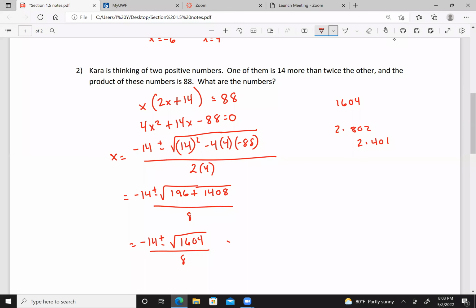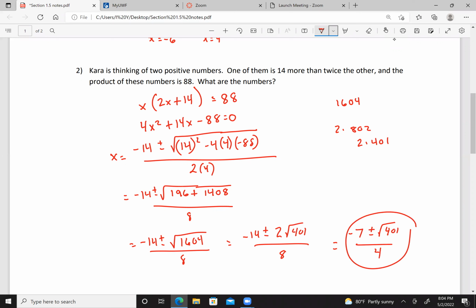So we're looking at negative 14 plus or minus 2 times the square root of 401 over 8. Now, we can reduce this a little bit. Negative 7 plus or minus the square root of 401 over 4. Not a pretty number. Perhaps we made an error.